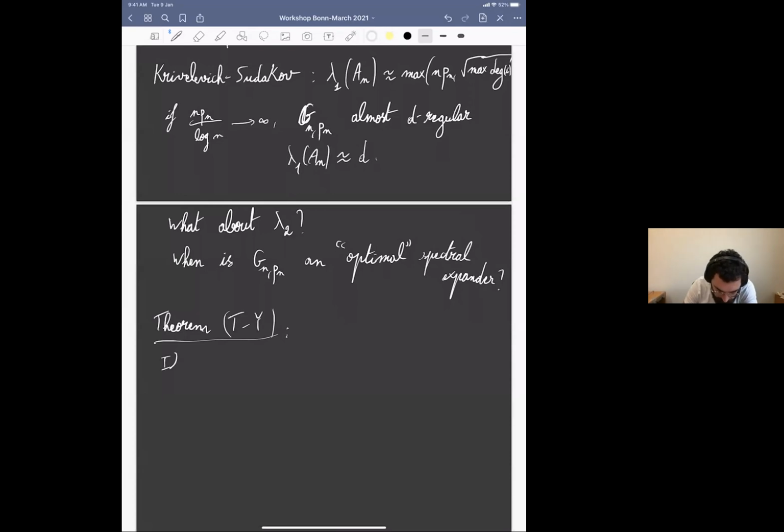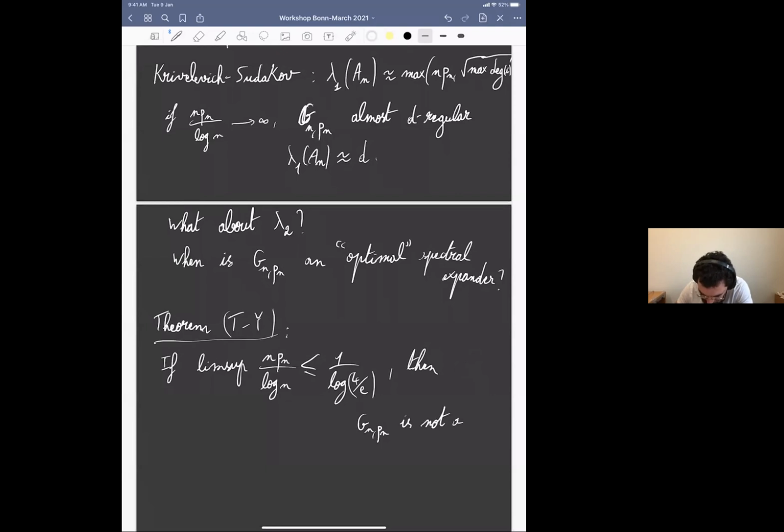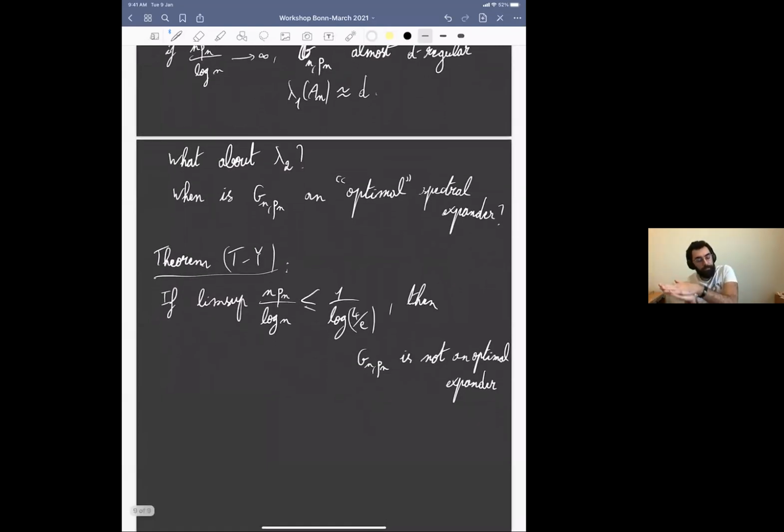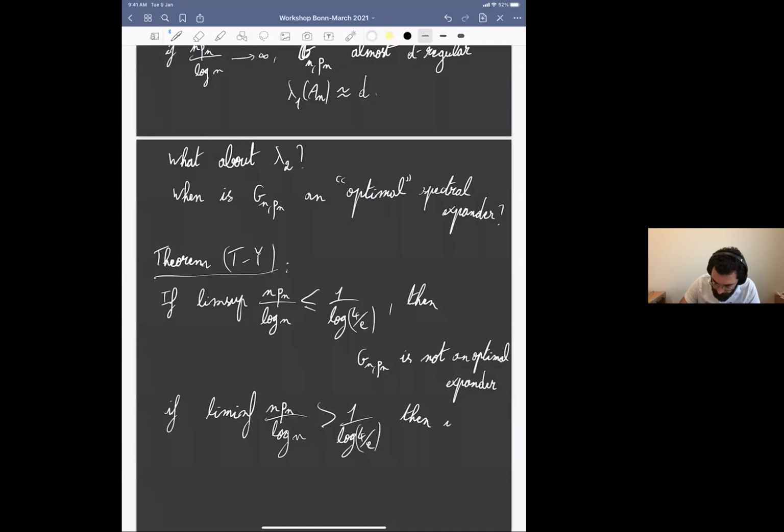If the lim sup of np over log n is smaller than 1 over log(4/e), then there is an outlier. Then G(n,p) is not an optimal expander. Actually, we even know that lambda 1 and lambda 2 will glue together asymptotically. And if the lim of np over log n is bigger than 1 over log(4/e), then it is. Okay. It is an optimal spectral expander.